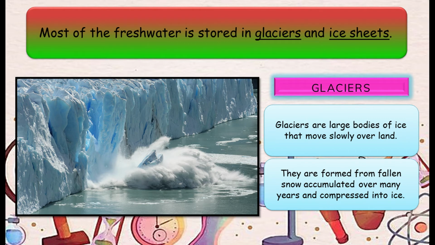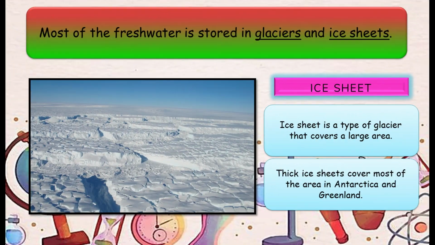Only 2.5% of the water on Earth is fresh water. Most of the fresh water is stored in glaciers and ice sheets. Glaciers are large bodies of ice that move slowly over land. They are formed from fallen snow accumulated over many years and compressed into ice. Ice sheet. An ice sheet is a type of glacier that covers a large area. Thick ice sheets cover most of the area in Antarctica and Greenland.